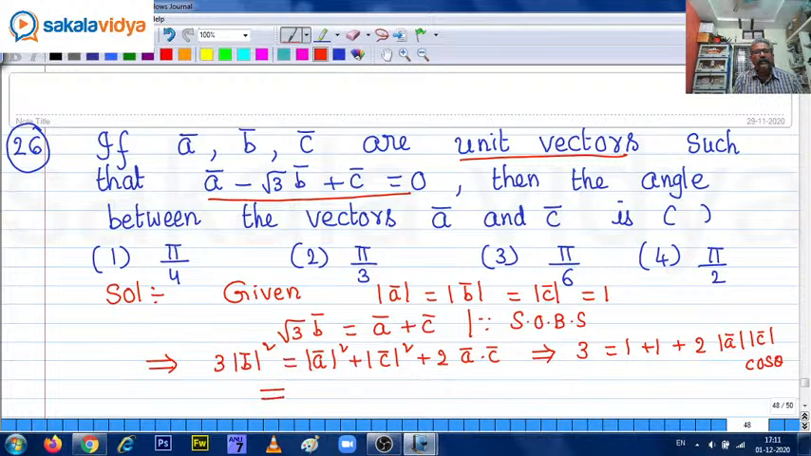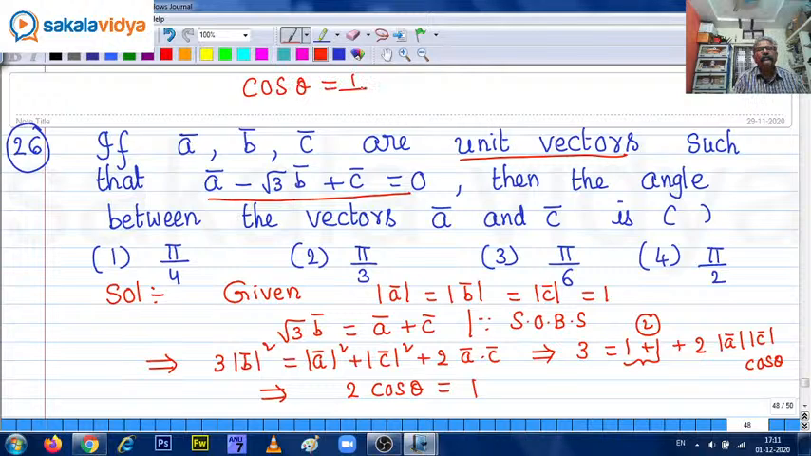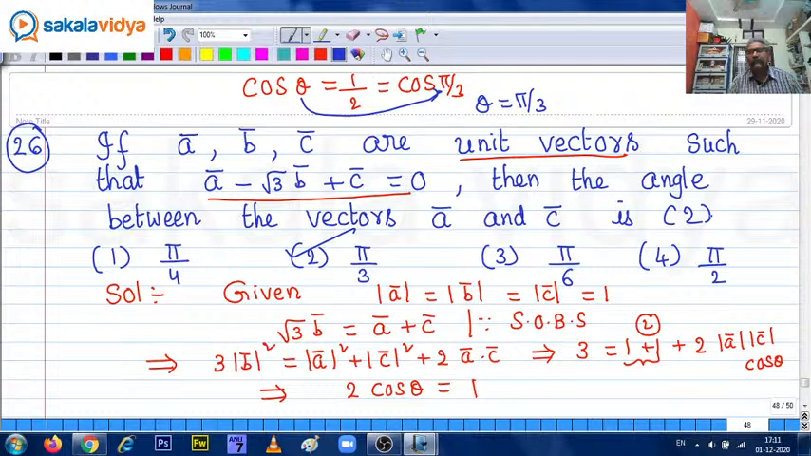So this can be rewritten as mod A mod C is 1. So 2 cos theta equals, 1 plus 1 is 2, 3 minus 2 is 1. So cos theta equals 1 by 2. This we can write cos 60 degrees, cos pi by 3. So that means theta equals pi by 3. So second option is the right option. Option 2.